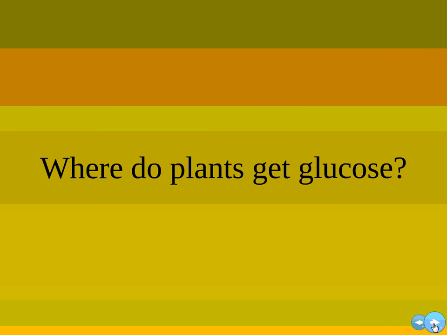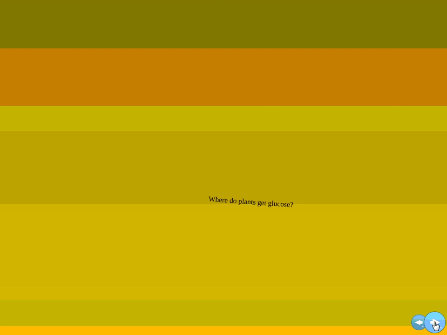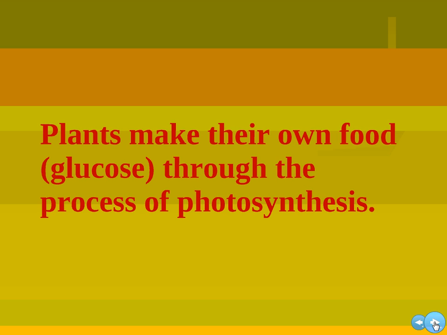Okay, so now where do plants get glucose anyway? Again, glucose is that sugar. It's a simple sugar that all living things need for energy purposes. Plants make their own food, glucose, through the process of photosynthesis.